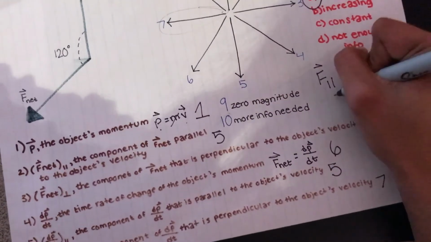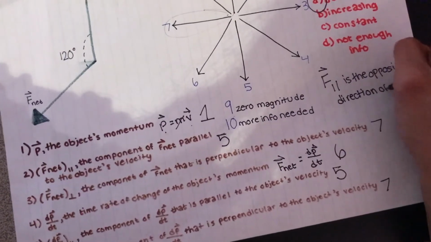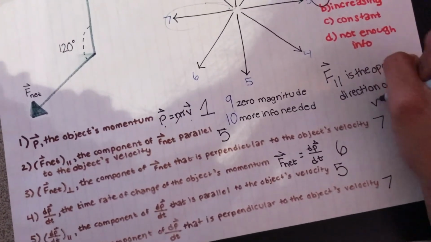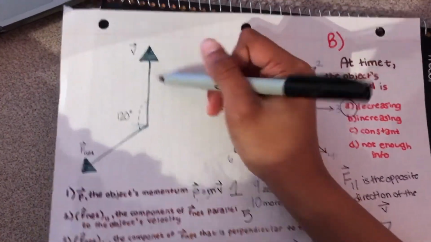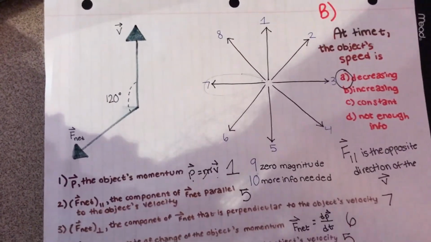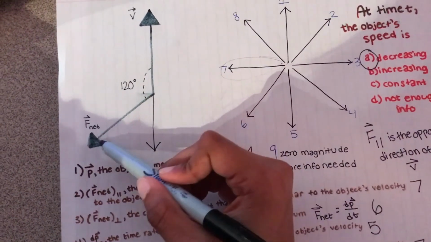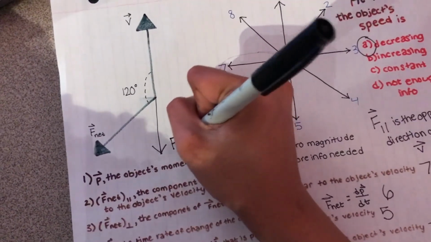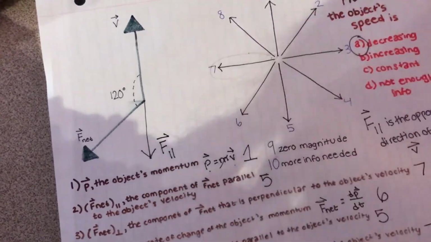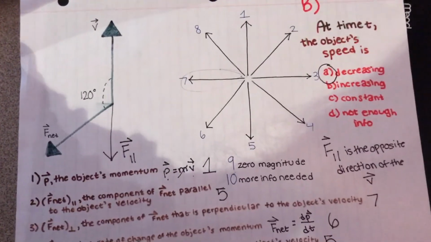And to write it down for visual sense, FNet parallel is the opposite direction of the velocity. All right, and we can see that here velocity is here, and F parallel we said was pointing downwards because FNet is going downwards to the left. So if this is F parallel, the object would have to be slowing down because it is going in a downwards direction.